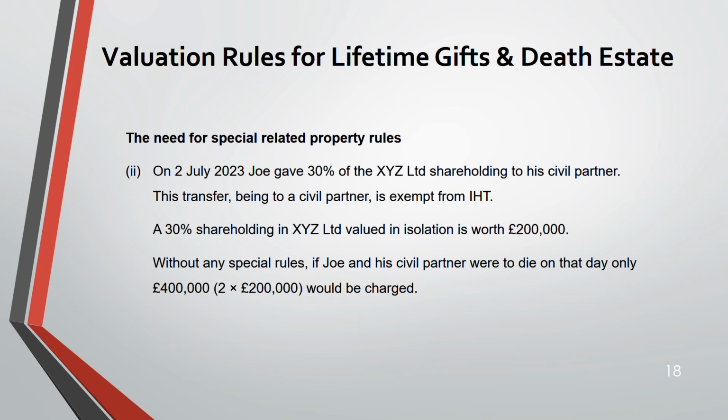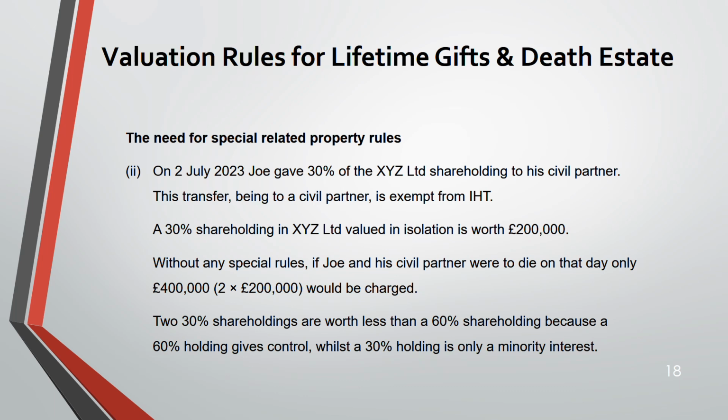It becomes chargeable. Now, if you see, before how much they were paying and now how much they are paying. The two 30% shareholdings, if you see, are worth less than the 60% shareholding. The two shareholdings are 400,000, but the 60% was 600,000. Why was it less? Because that 60% holding gives control, but 30% does not give you control. Even if both of them are having 30%, none of them are having control. It is only giving them a minority interest. That's why that worth is less.